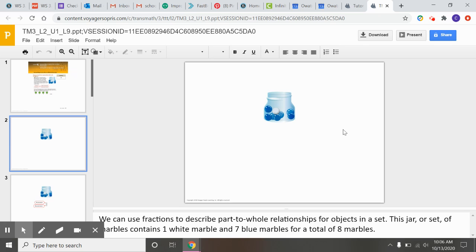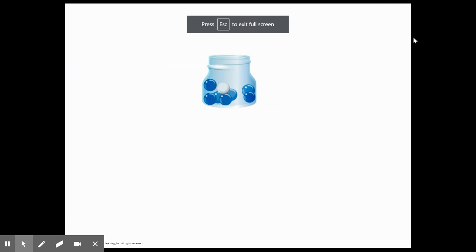So we can use fractions to describe part-to-whole relationships for objects in a set. This jar or set of marbles contains 1 white marble and 7 blue marbles for a total of 8 marbles total.